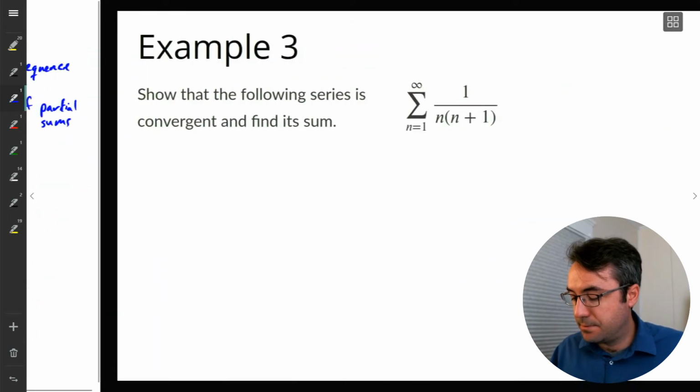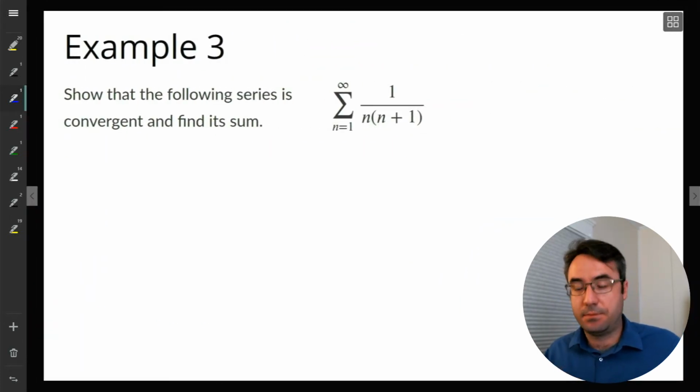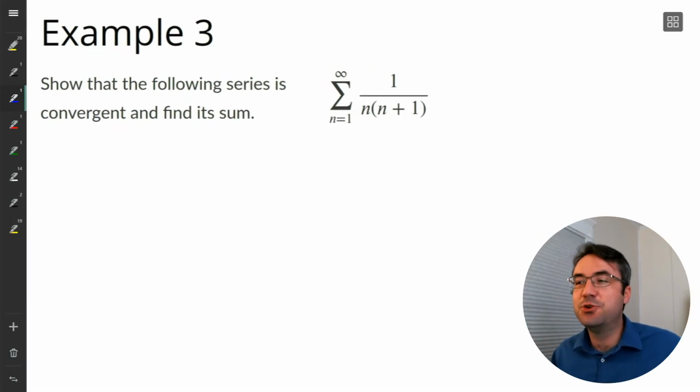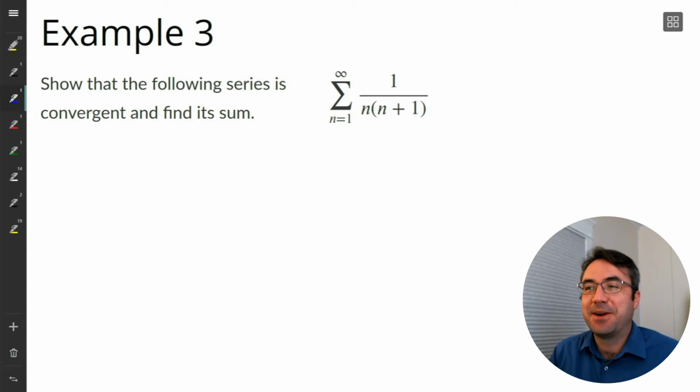All right. Let's look at an example. Example 3. This is a fun one. This one is probably a little too much fun. We're going to show that this series is convergent, and we're going to actually find its sum. So what is our series here? It's sigma 1 over n times n plus 1, and we're adding up the terms starting with n equals 1 going to infinity. So this is our series that we're investigating.